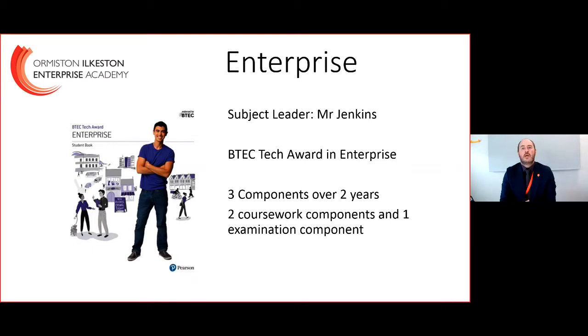100% exam. So we study 3 components across 2 years, and we investigate how businesses operate and how we might look to set up a small enterprise across the 2-year period.